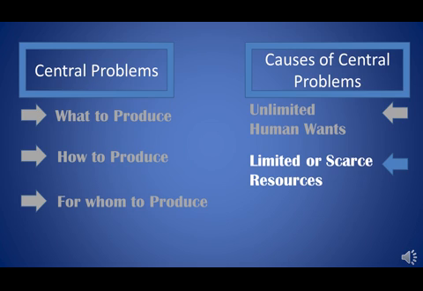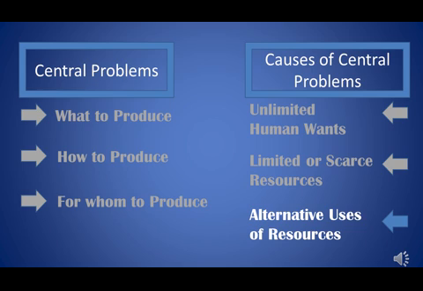Second cause of central problems is limited or scarce resources. Even though human wants are unlimited, the resources to satisfy his needs are very much limited, and that is the reason a person or an economy has to make a choice where and how to use these resources. The third reason behind the central problems is alternative uses of resources. The resources are limited or scarce, but they can be put to various alternative uses, and this makes the problem of choice much more complex.